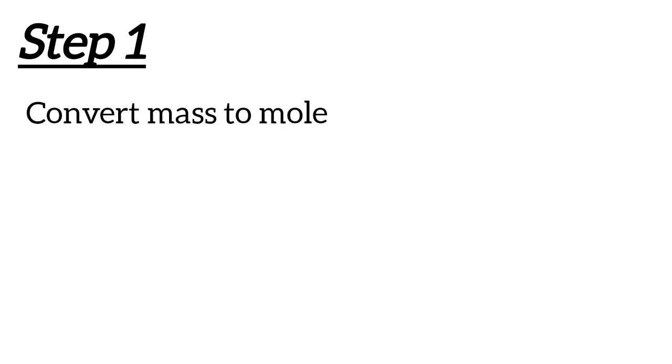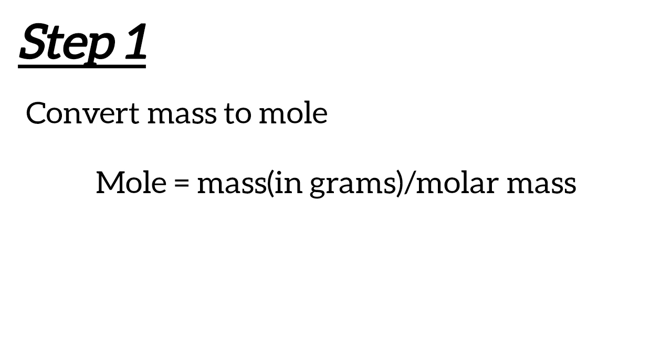Okay, now we're going to look at the steps involved in calculating the empirical formula of a compound. For the purpose of this lesson, we are going to be stating three steps. Step 1. Convert mass to mole. Use the molar mass of each element to convert the mass to mole. We know that mole is equal to mass over molar mass.